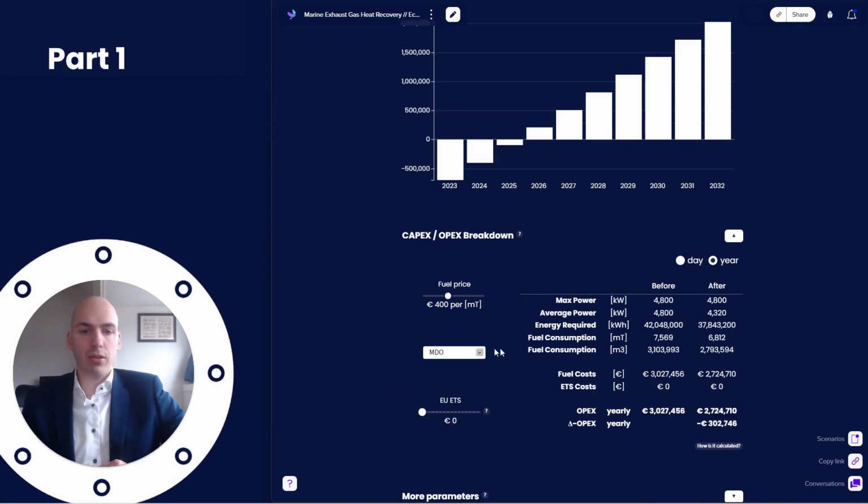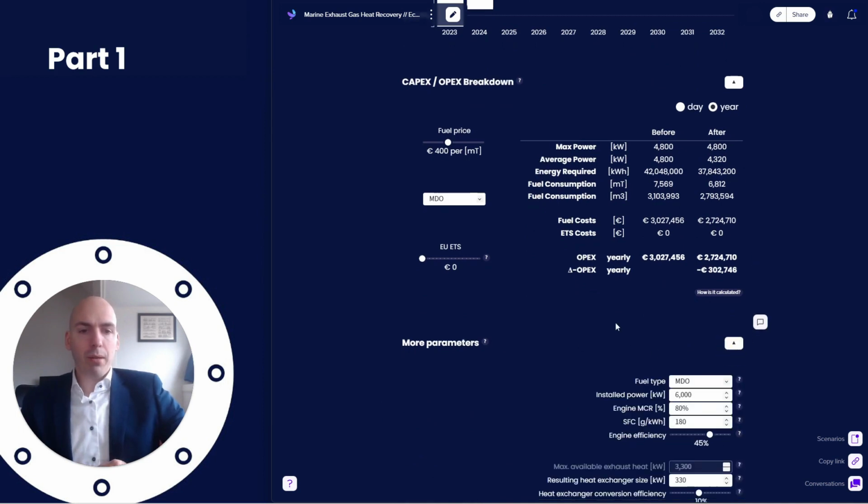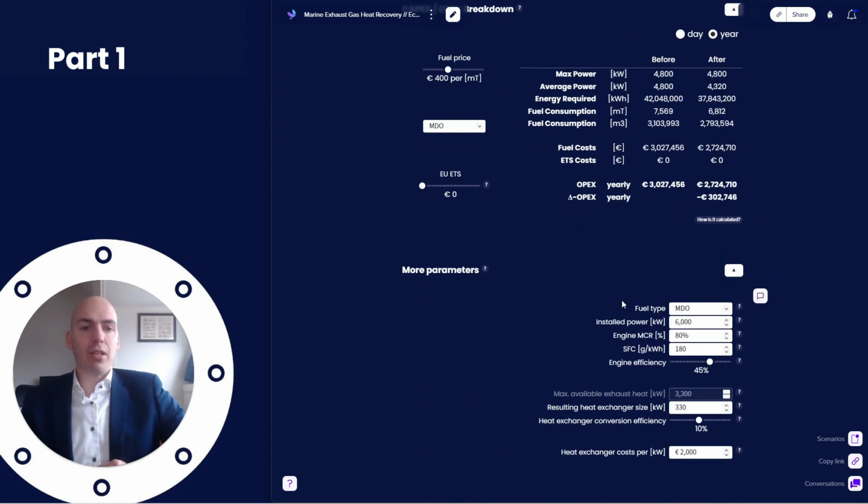Back to 0 euros. More parameters. What we can change here is mostly the heat exchanger cost itself and some vessel parameters. What we assumed here is that your engine maximum continuous rate is at 80% all of the time, so you need to discount for that if you have a different operational profile. This will be sailing for the entire year.